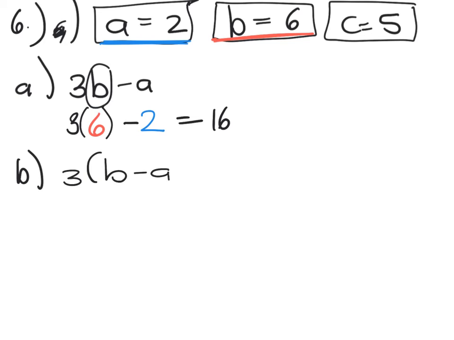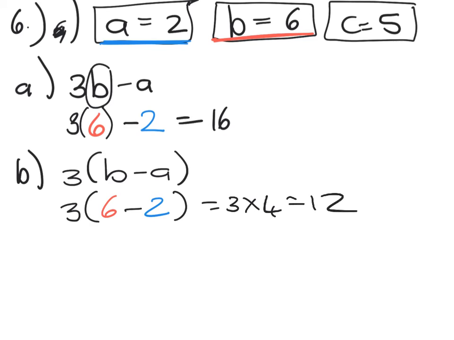3B minus A. Now, B is 6 and A is 2. So I always do what's inside the bracket first and then I times. That's called simplifying the bracket. If you simplify it, it's 4, and 3 times 4 equals 12. And then A is 2.